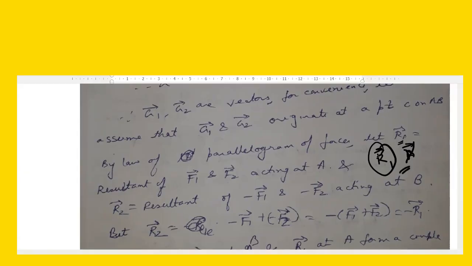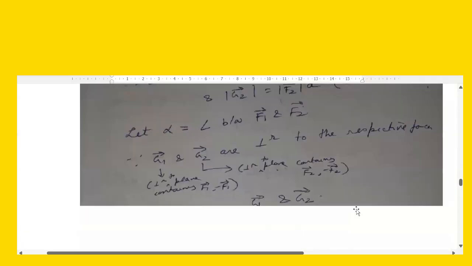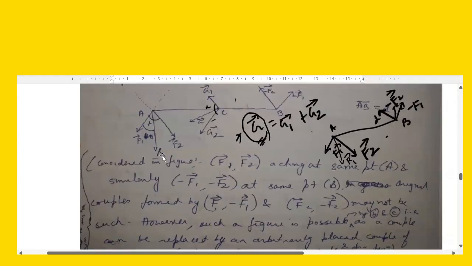So by the parallelogram of forces, as I said, you can add this up. So the resultant of F1 and F2 acting at A is R1. And R2, similarly, is the resultant of minus F1 and minus F2 acting at B. If you look at the figure again, as I said, this is the resultant. Here I have written R. This is not R. This is R1 here. This is R1. This is R1. And this is your R2.